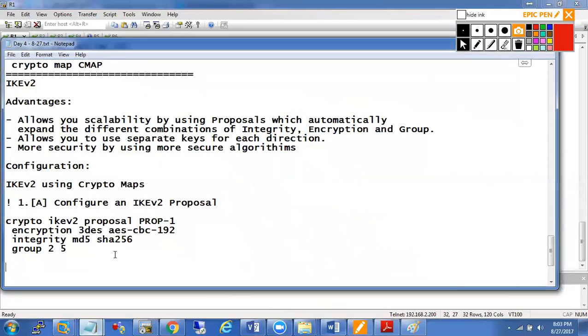But the thing is, the proposal cannot be called from your phase 2 or your crypto map. It always attaches to your policy. Inside your policy, what you do is you would configure a policy and call the proposal.